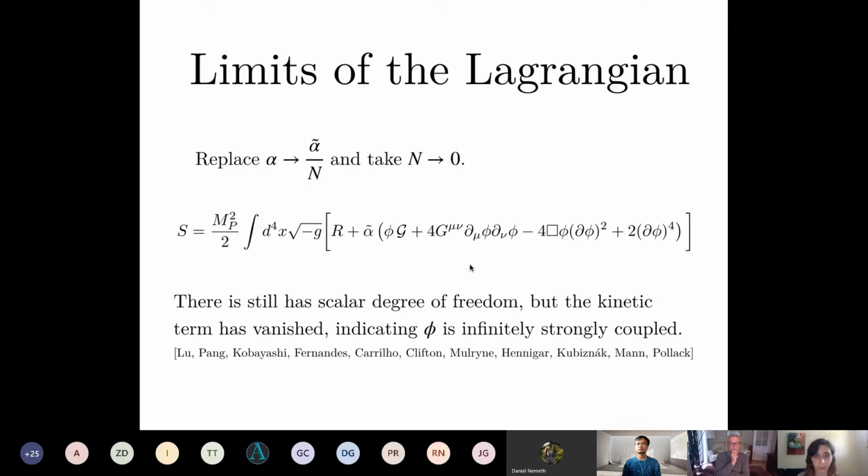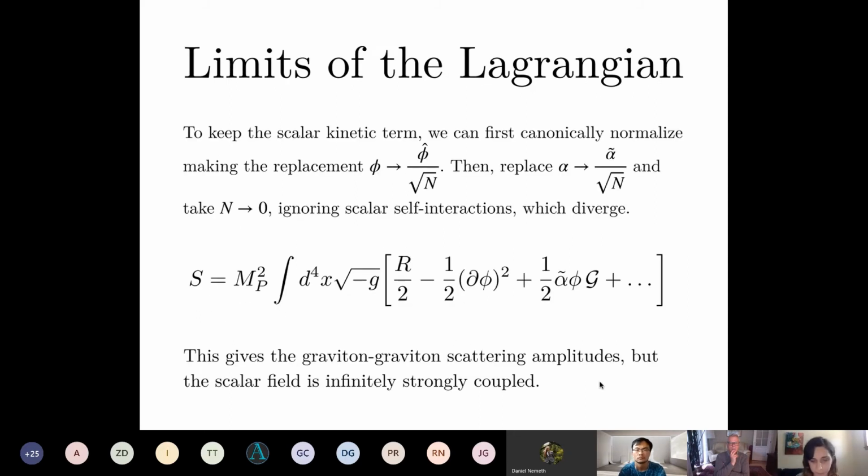So we still have a scalar degree of freedom, but the kinetic term has vanished. And this indicates that the scalar field is infinitely strongly coupled. Okay, so to keep the scalar kinetic term, we need to canonically normalize. And so if we do that, and then we make that other replacement that we were finding, which is alpha over square root of n, and then take the n goes to 0 limit, our scalar self-interactions would diverge, but if we just ignore those, then we'll get this Lagrangian here.